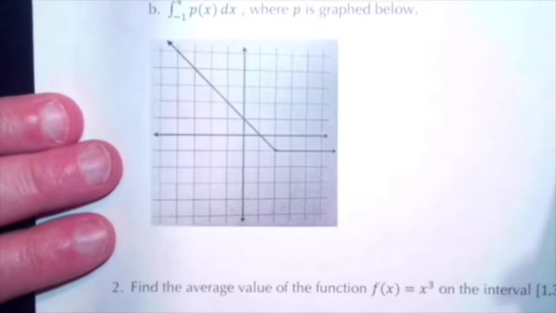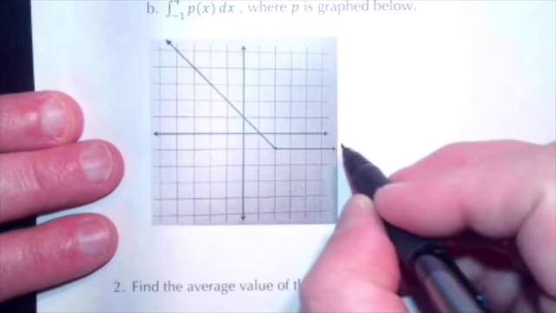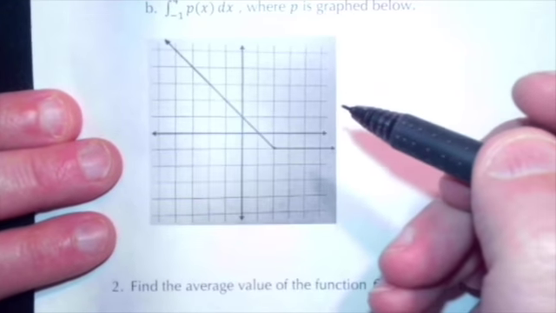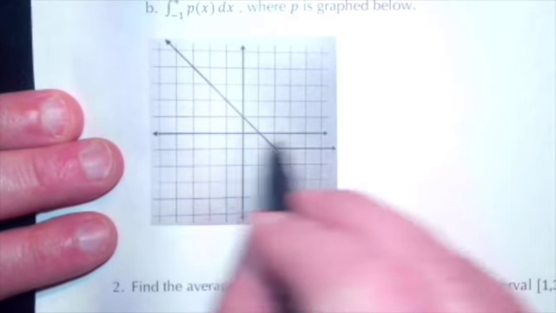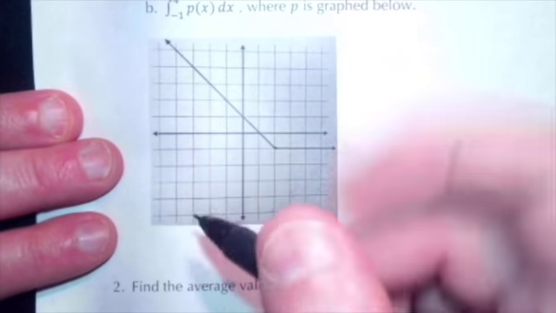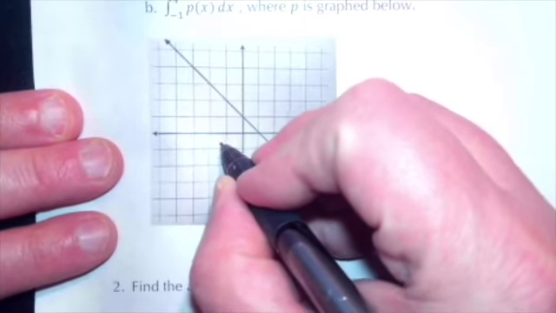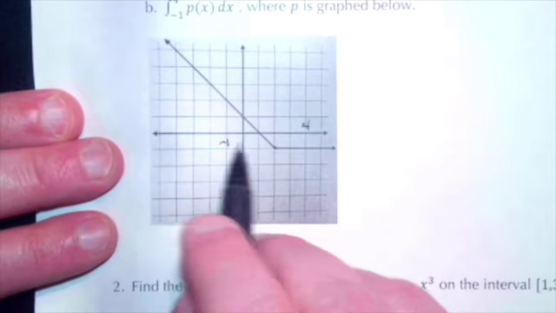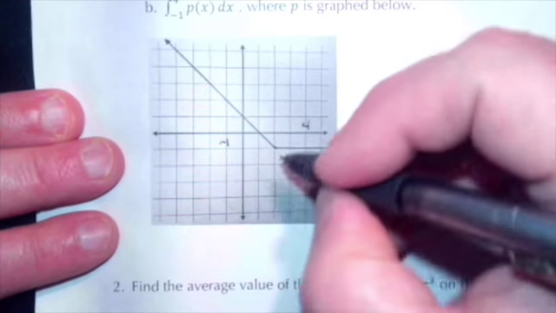In part B, we are asked to integrate this function p of x, p is graphed here, from negative 1 to 4. Alright, so here you see the x-axis, the y-axis. This is supposed to be marked off in intervals of length 1. So from negative 1 to 4 would be from here to here.